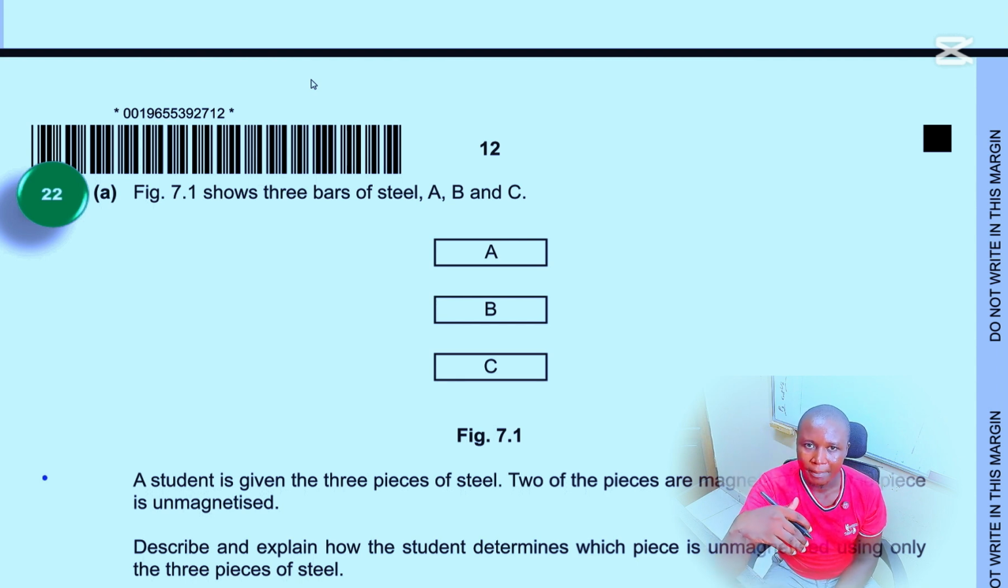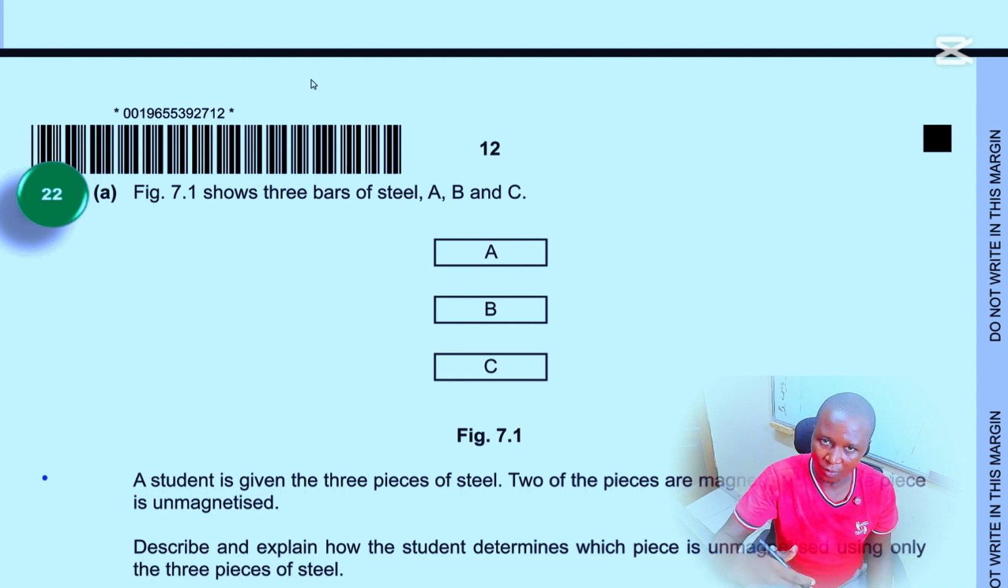Then soft magnetic materials, like a soft iron core, are used to create electromagnets, because those are temporary magnets which become magnetic when there's a flow of current, right?